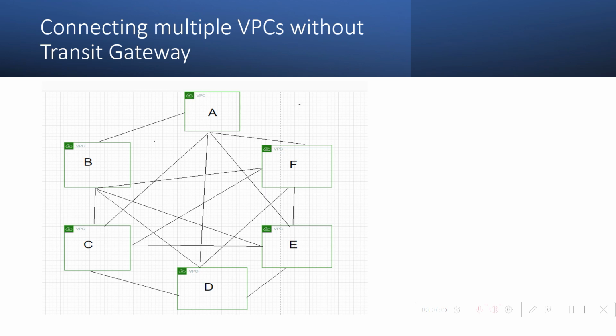So here is one scenario where we are connecting multiple VPCs without transit gateway. You can see we need a connection from A to B, A to C, and so on. This network becomes quite complicated. This is the general formula for n number of VPCs. For 6 VPCs, we will require 15 peering connections. As your network grows and your VPCs increase, it will become more complex.